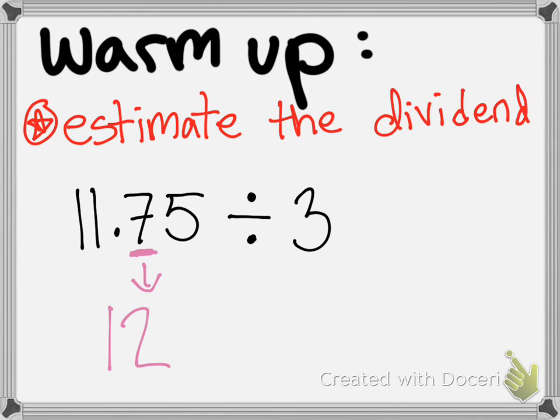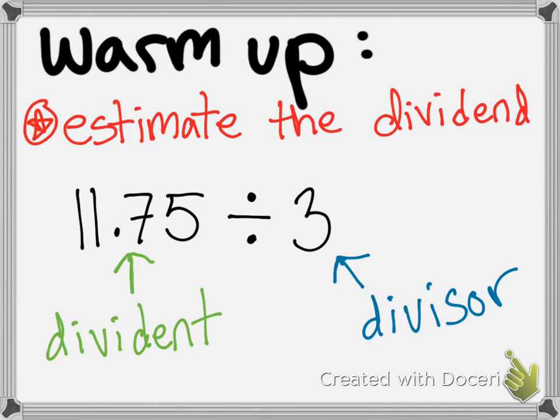So this one has a 7. That's more than 5, so we round it up. But we still keep the rest of the math. Hey, you guys, what's 12 divided by 3? Who can tell me? Jaden, what's 12 divided by 3? 4. Yes! That is the easiest thing we are doing.